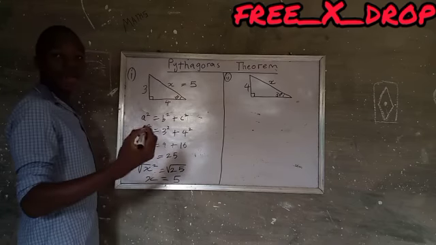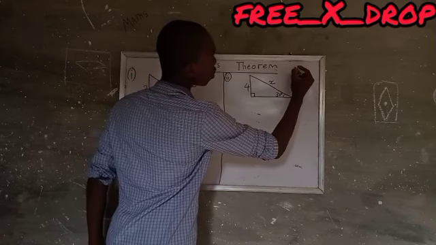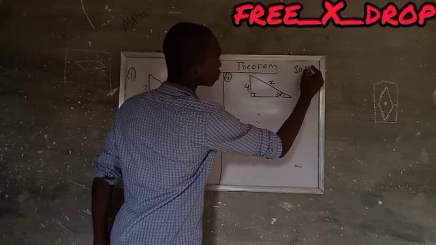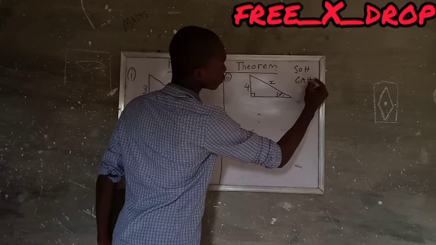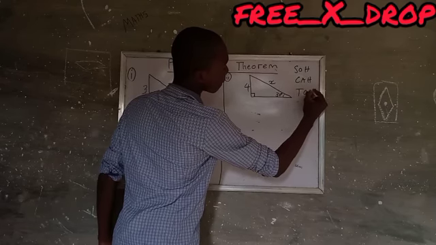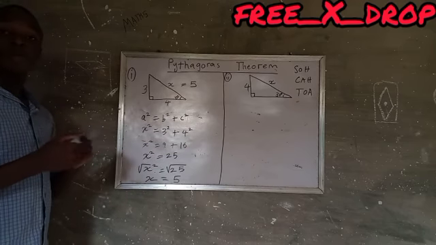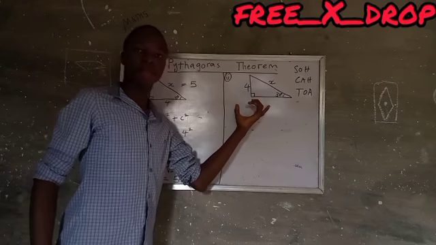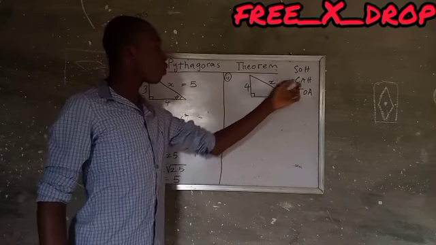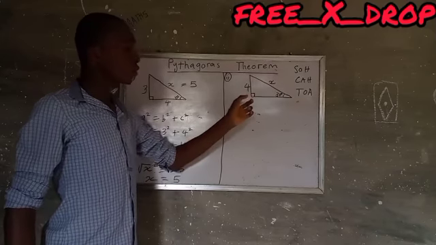Now, if you remember, I gave you a formula like this. I gave you some shortcuts, which is known as SOHCAHTOA. You can see this here, SOHCAHTOA. I hope you remember that from the last video. Now, we will simply check which will work for this triangle. Which formula will work for this triangle?